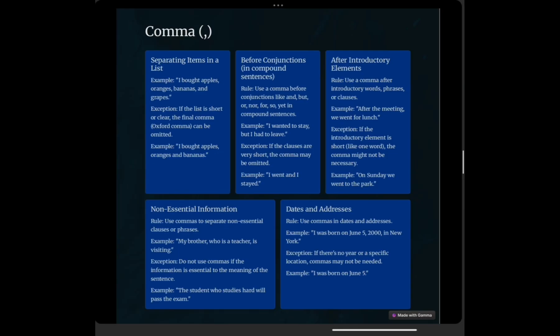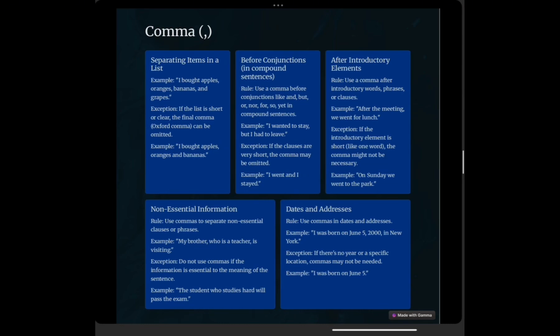Next is the comma. The comma is like a pause. It helps separate parts of a sentence and makes everything clearer. We use commas for separating items in a list, such as "I bought apples, oranges, bananas, and grapes." So here, after each item, we use a comma to separate them.